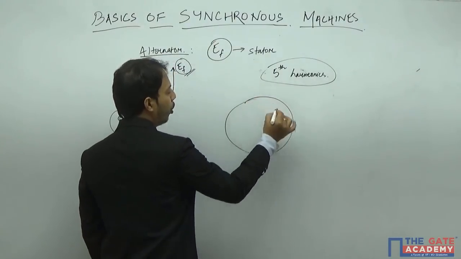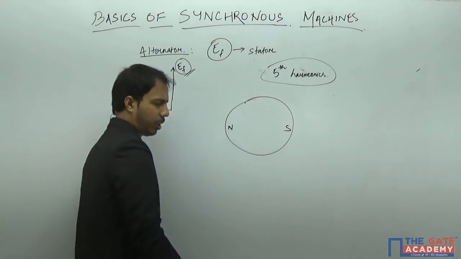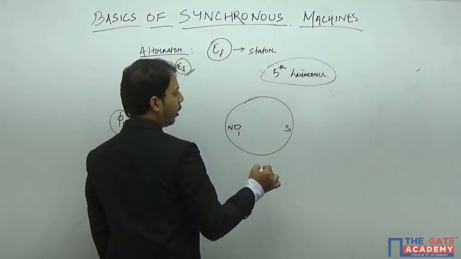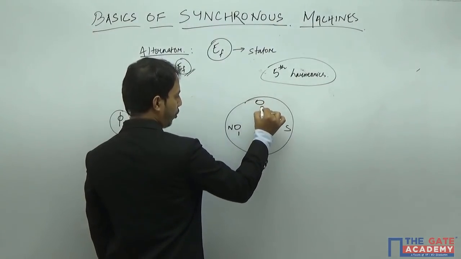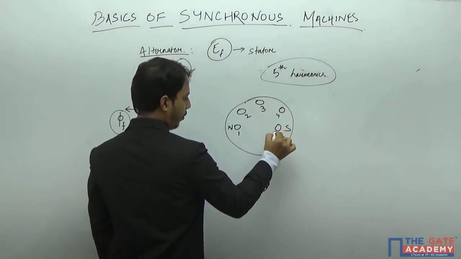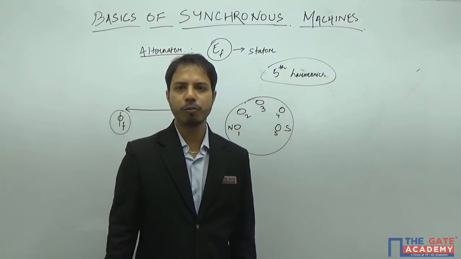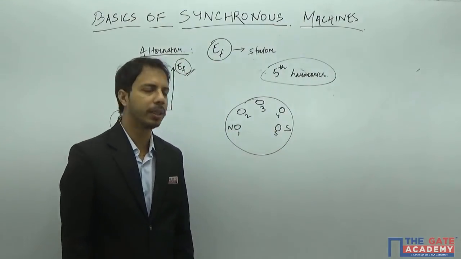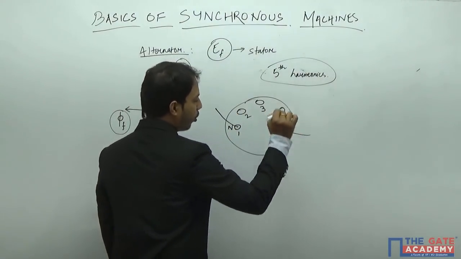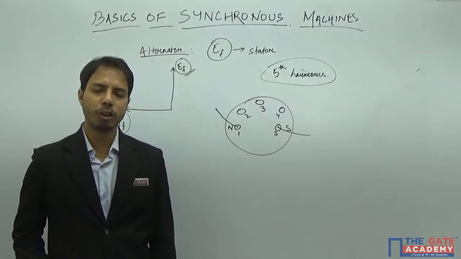Suppose it is a 2-pole winding. So suppose this is north pole and this is south pole. Let us say this is 2 poles. If a slot is here, slot number 1, and say this is slot number 2, 3, 4, 5. So slot number 1 and slot number 5 are in full pitch. This is called full pitch winding. That means if I take a coil and put it in 1, and it comes out from slot number 5, I will say that this is full pitch winding.